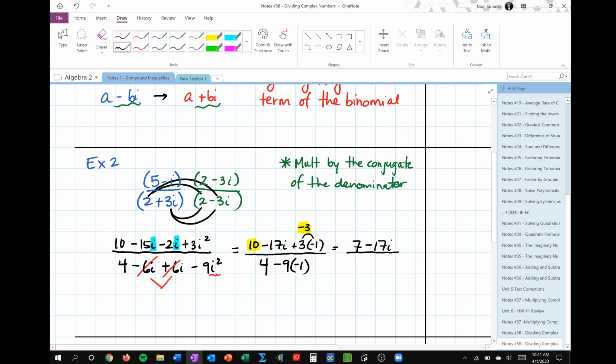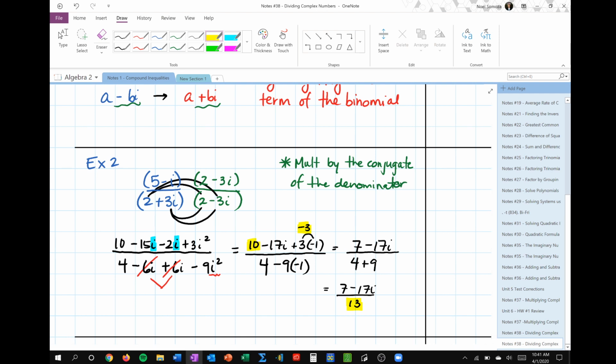In the denominator, you have 4, and then negative 9 times negative 1 is going to be positive 9. Okay, so here's what you get. You get 7 minus 17i all over 13. Okay, do you see what we achieved here? We ended up with a real number in the denominator. That was the whole point. Okay, there's no longer an i down there.